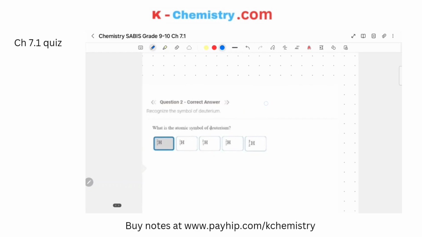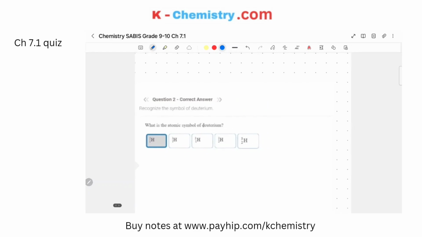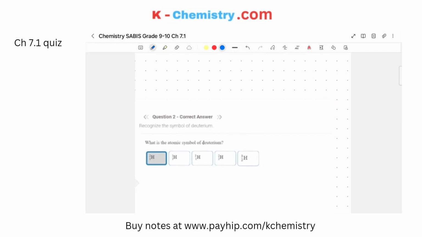Question number 2, recognize the symbol of deuterium. I have 3 isotopes for the hydrogen. The hydrogen has one called protium, one called deuterium, and one called tritium. They are all isotopes, meaning they have the same number of protons, the same atomic number, but a different number of neutrons.